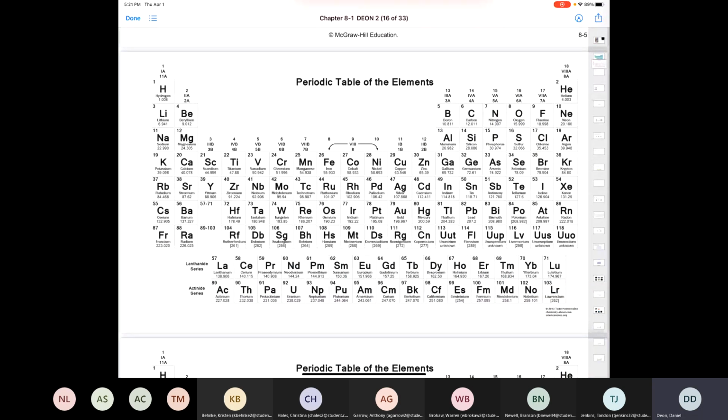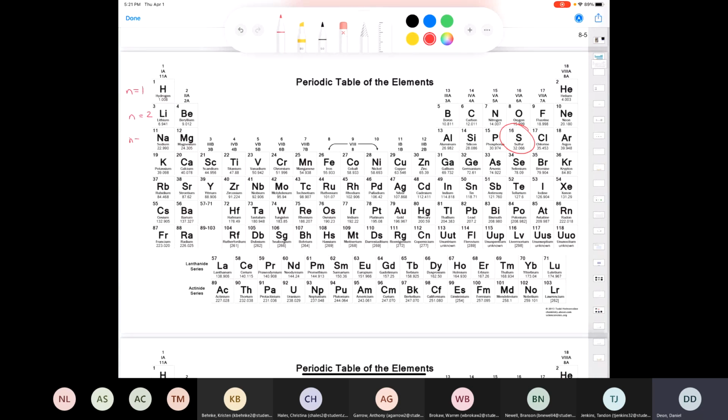Again, we're going to start with sulfur. Sulfur is right here. It's element number 16 on the periodic table. Remember, we have a principal quantum number, n equals 1, n equals 2, n equals 3. Yes, I know here it goes down to 4, but we're not even going to get that far. So how are we going to start? We've got 1, 2, so that means we've got 1s2.